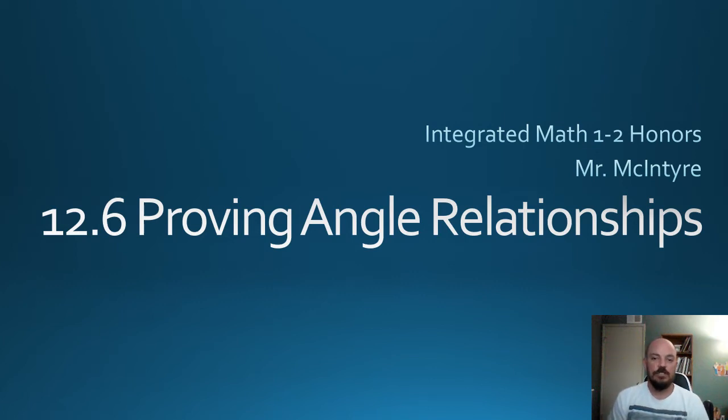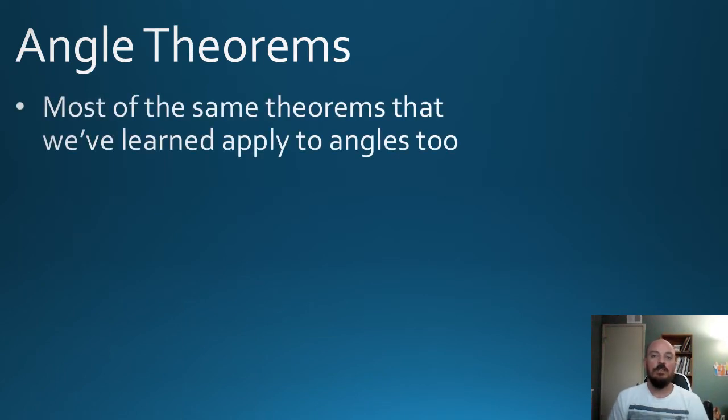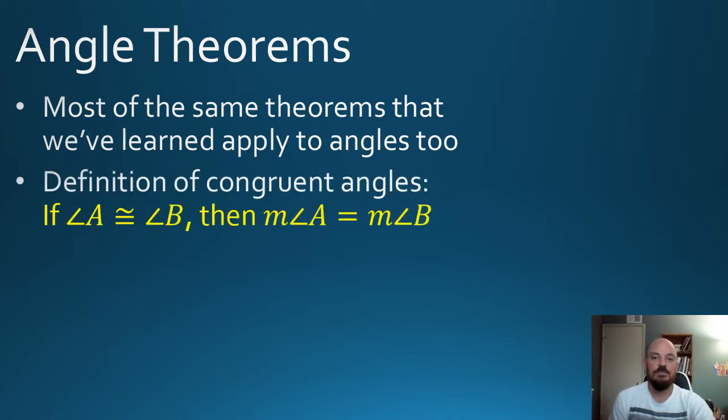All right, today's section is on proving angle relationships. So in 12.5, we did some line segment proofs. Today we're going to do some angle proofs. Now, a lot of the theorems that we learned so far, a lot of them that we used yesterday when we did line segment proofs, also work with angles too. And here's some examples of that.